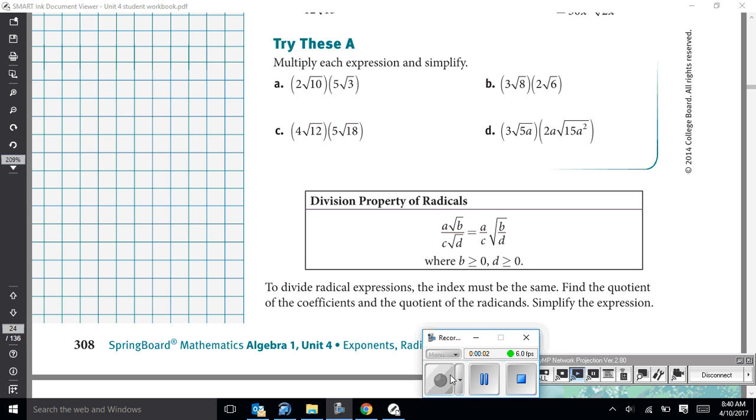All right, so we are going to finish up 20-3 today. We have looked at multiplying radicals last week, and today we're going to look at dividing radicals.